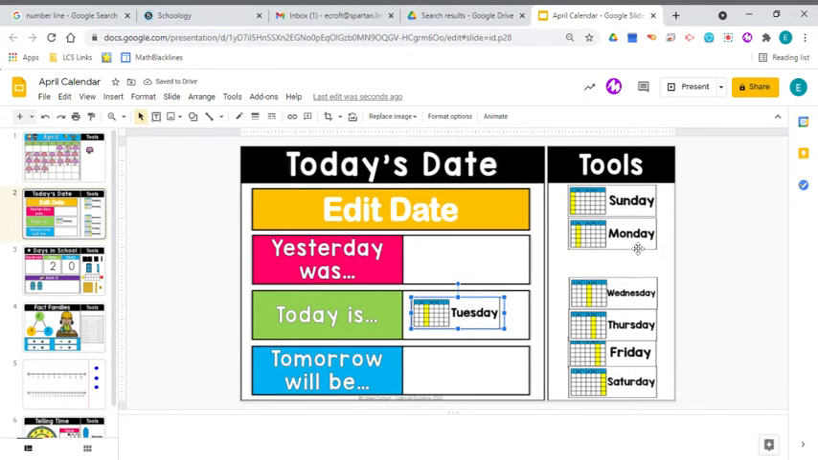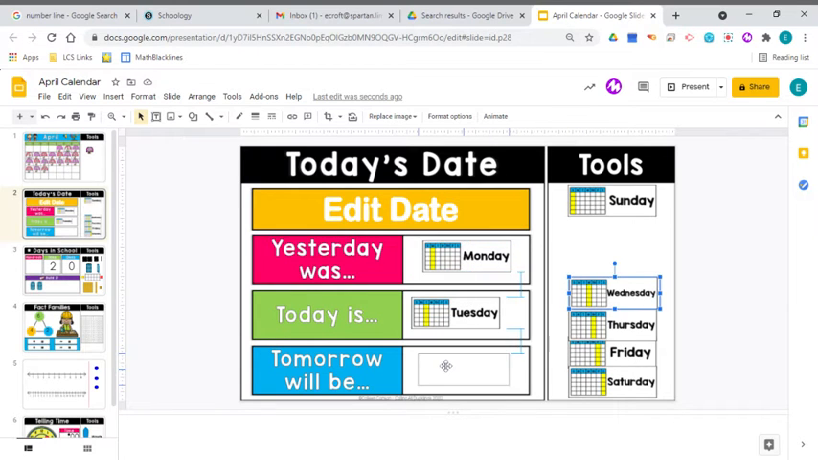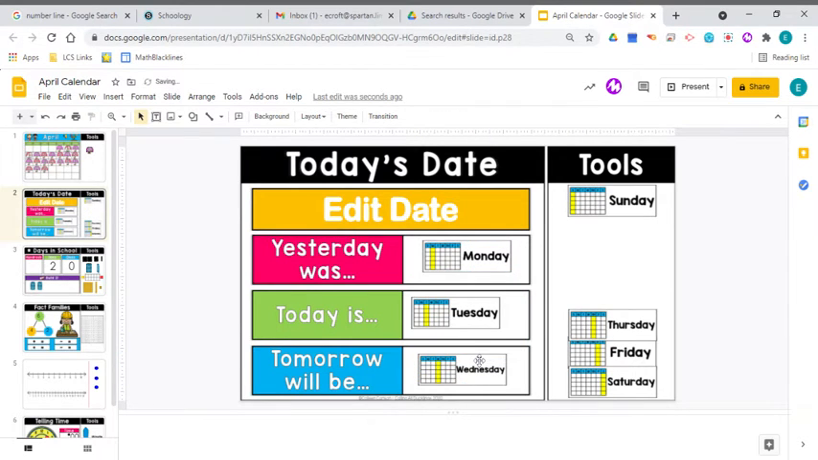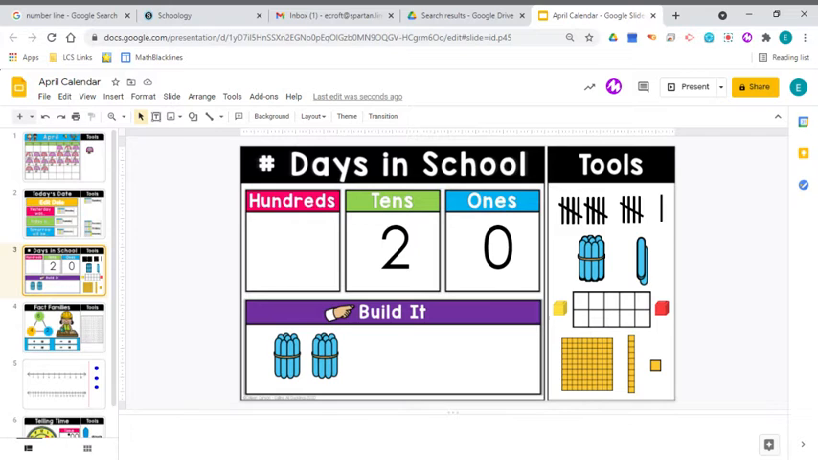Before Tuesday, yesterday was Monday. Marvelous Monday, terrific Tuesday. Tomorrow will be Wednesday. Wonderful Wednesday. All right, go ahead and read these sentences with me. Yesterday was Monday. Today is Tuesday. Tomorrow will be Wednesday.